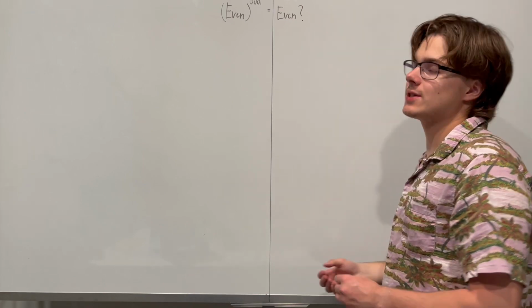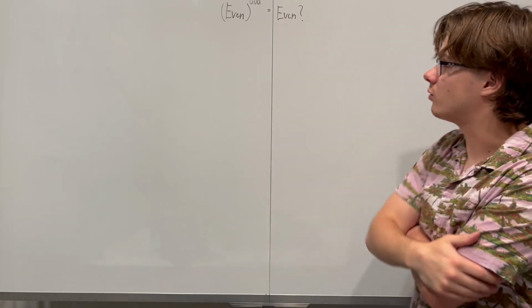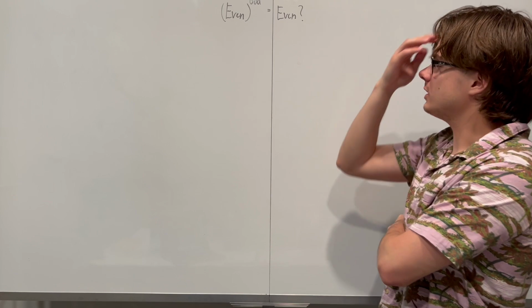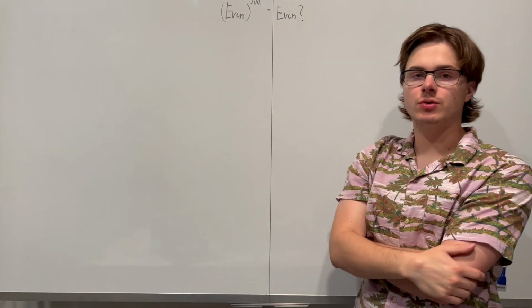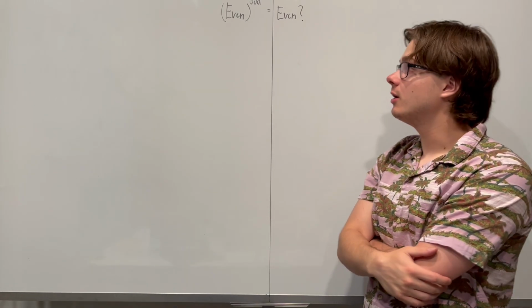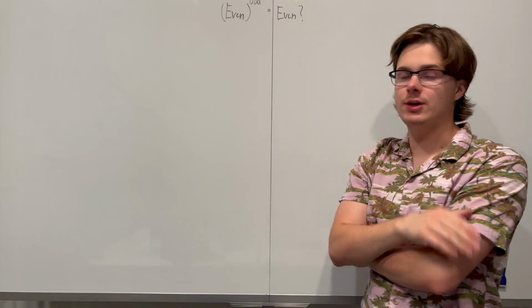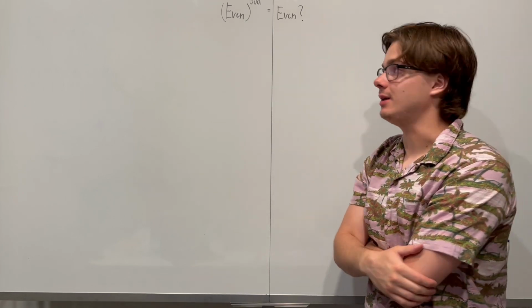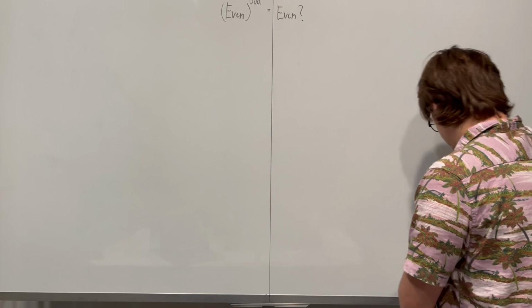We're going to now look at some more power-related proofs. We're going to ask ourselves, is it true that for any even number, to the power of any odd number, is always going to be even? So let's think of some examples first.